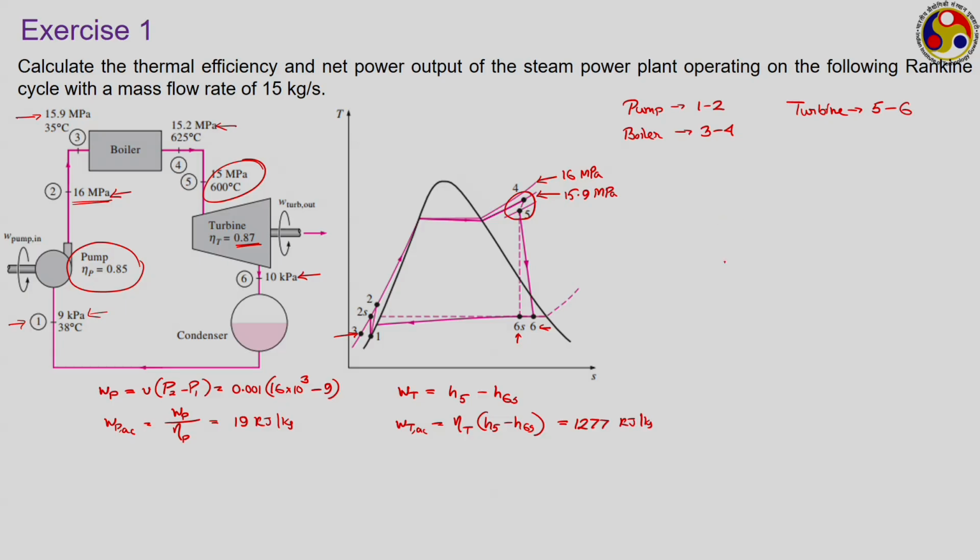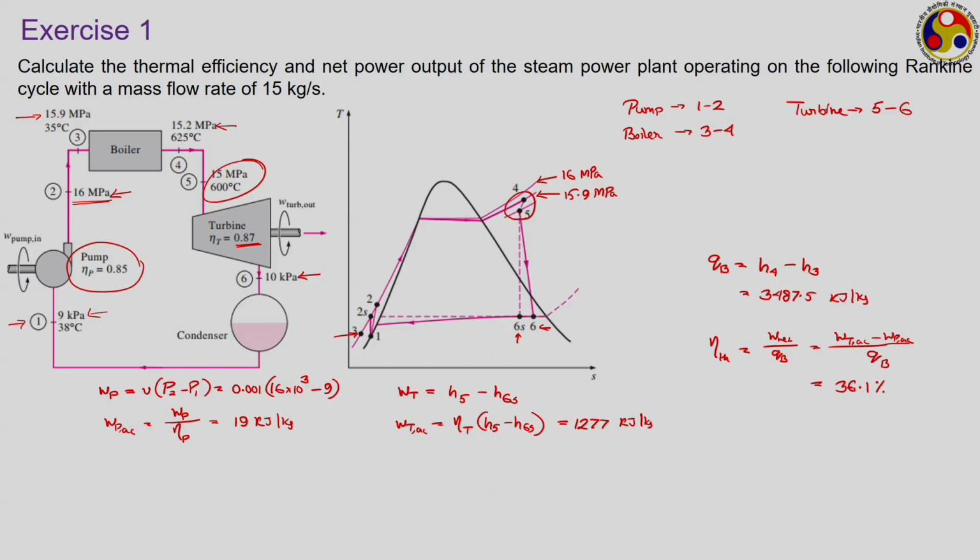Now, the heat input requirement in the boiler, what will be your QB? The exit state of the boiler is H4, inlet state is H3, and all information is given. Point number 4 corresponds to 15.2 megapascal and 625 degree Celsius. Point number 3 corresponds to 15.9 megapascal and 35 degree Celsius. So, if you put the numbers, you are going to get 3487.5 kilojoule per kg. So, the thermal efficiency should be equal to W net by QB, where your W net is the actual turbine work minus the actual pump work, divided by QB, and in this case it will be coming something around 36.1%.